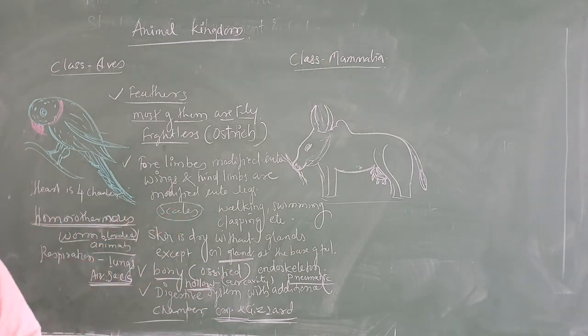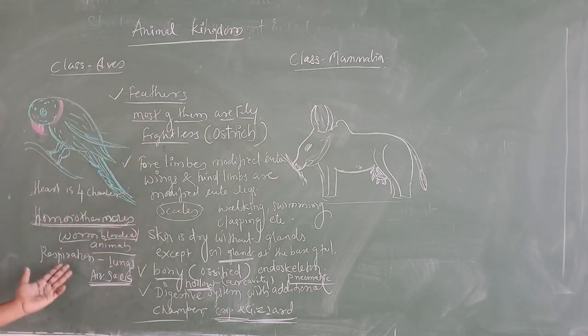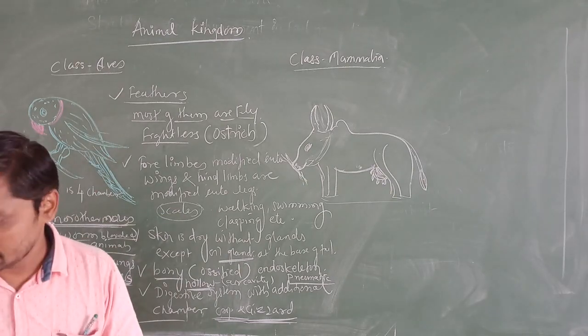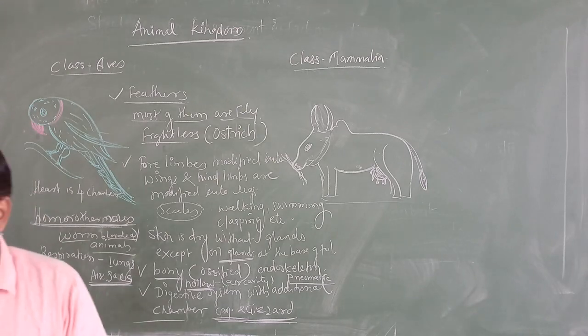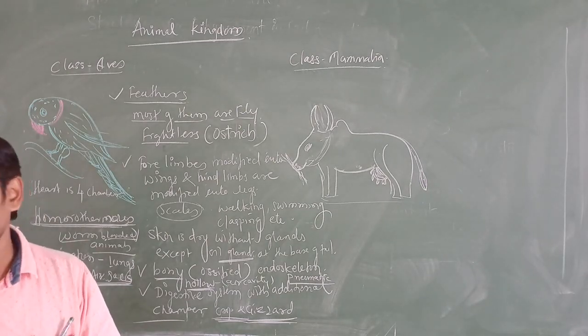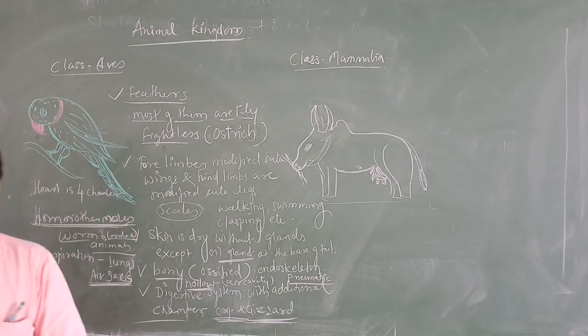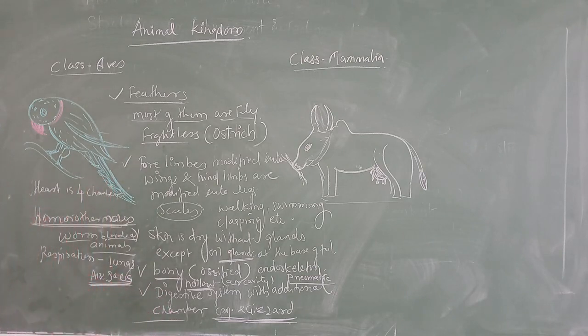Understood? After that, what else have we studied? These are warm-blooded animals. Heart is four-chambered, and next, respiration through the lungs. Air sacs are supplementary, a supplement for the respiration. Next, sexes are separated. Then fertilization is internal. They are oviparous. Development is direct. For examples, you can give pigeon, parrot, then peacock.